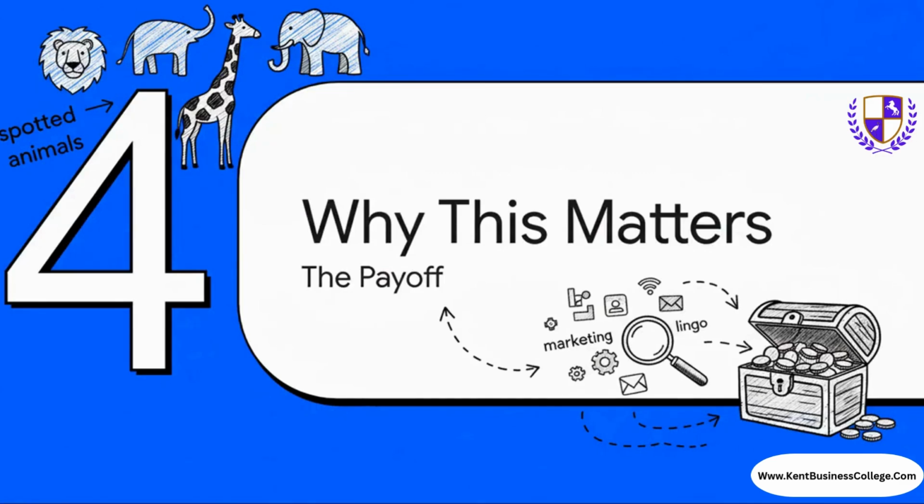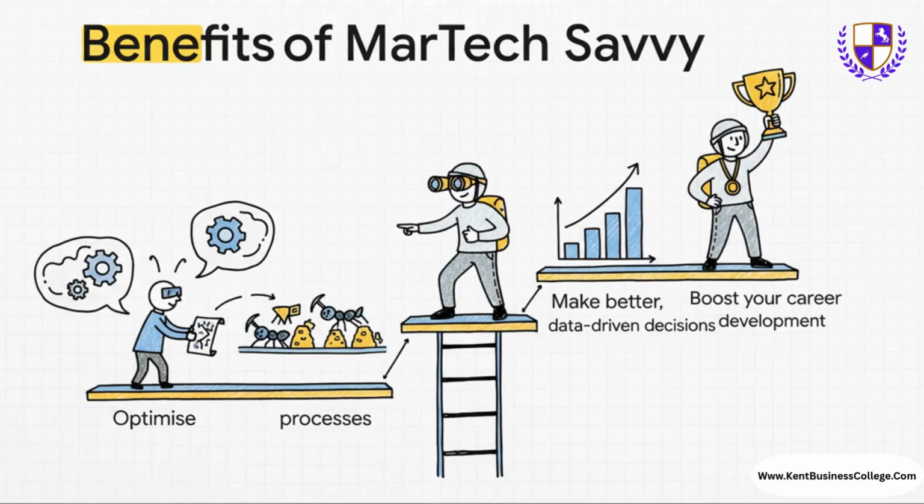Okay, so we've spotted the animals, we've learned a bit of the lingo, but why are we really on this safari? What is the big payoff for you as a marketing professional? Well, being martech savvy means you can communicate effectively and not just nod along blankly when the tech team starts waffling on about APIs. It means you can automate the boring stuff and actually focus on strategy. You'll make better decisions, you'll give your company a competitive edge, and honestly, most importantly, you will make yourself infinitely more valuable. This stuff is absolutely critical for your career.